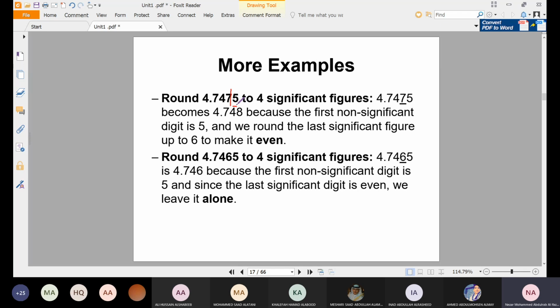If this number is greater than or equal to 5, in this case we increment by 1 the number before the cutoff point. If it is less than 5, we keep the result like this and throw this out. In this one, because we have 5 here, we increment the 7. So 7 now becomes 8, and after that I will throw the 5 out.